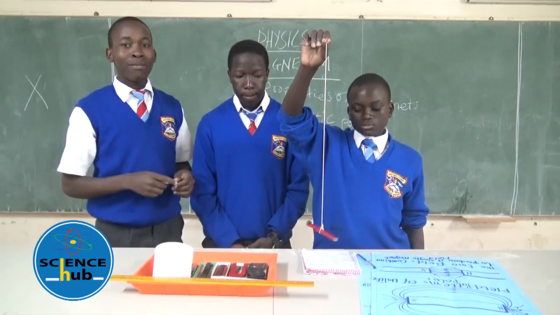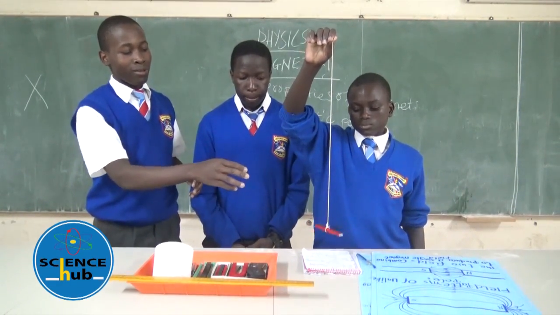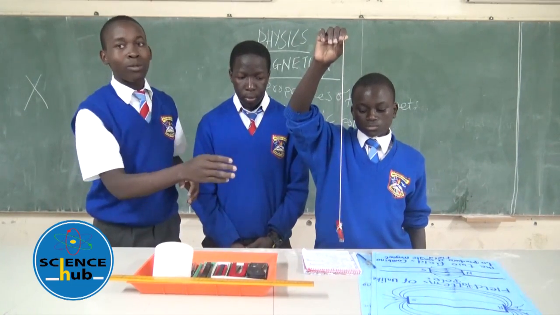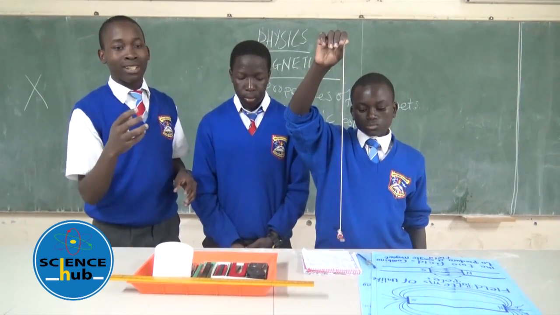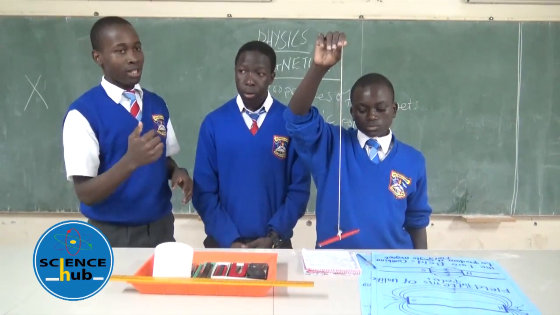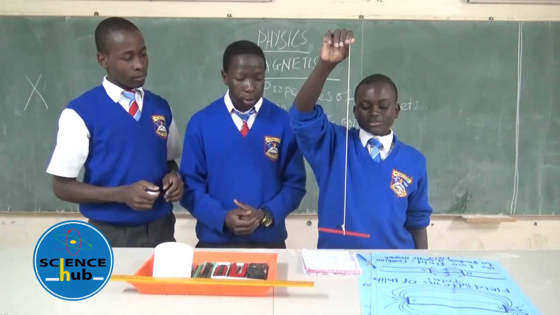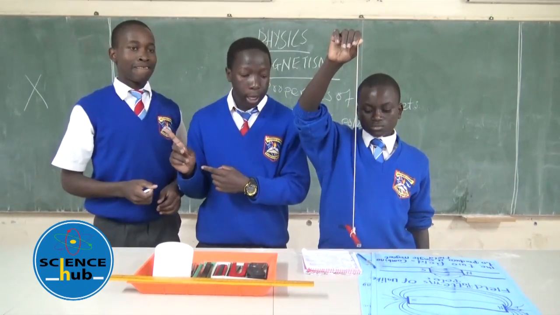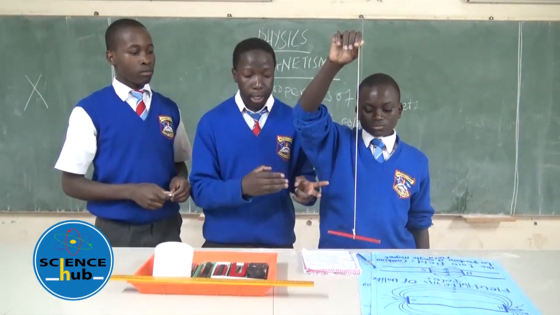So, with time, the bar magnet will come to rest with its poles, one of the poles pointing to a certain direction. If it comes to rest with its north pole pointing to the north, the north pole will come to rest pointing to the south pole of the Earth's magnetic field, and the south pole will come to rest pointing to the north pole of the Earth's magnetic field. Finally, you'll see that the south pole tends to face the south pole of the Earth's magnetic field, and the north pole tends to face the northern pole of the Earth's magnetic field.